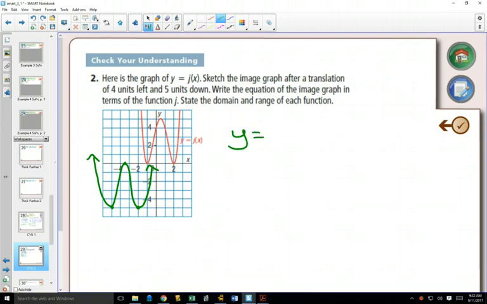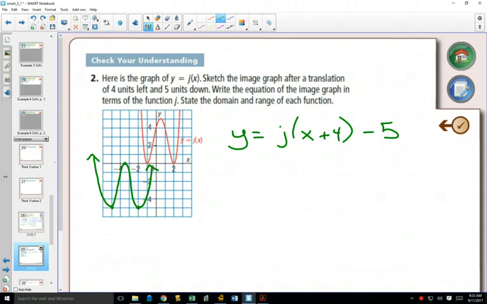So it's going to be y equals, in this case we moved left and down, so there's going to be something on the inside of the function and something after the function. What's going to be on the inside? Plus 4, because that will show 4 to the left. And what's going to be on the outside? Minus 5. And that will show that it's moving 5 down.